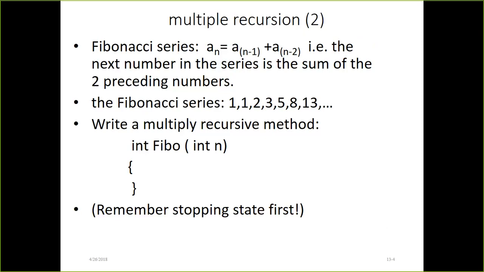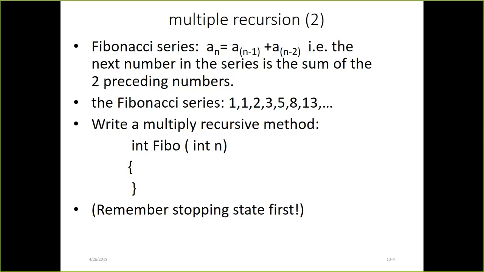Can anyone help me please with the Fibonacci series? The Fibonacci series, for instance, starts with 1, and some people say that it starts with 0. Some mathematicians say that it starts with 0, but most people agree that it starts with 1. And in the Fibonacci series, the next number will be the sum of the previous two numbers.